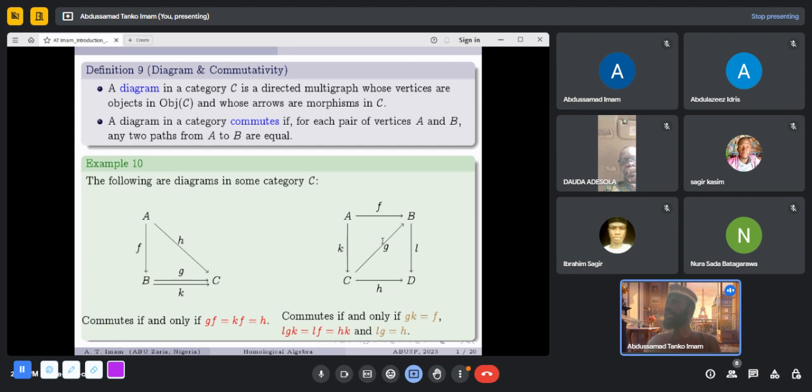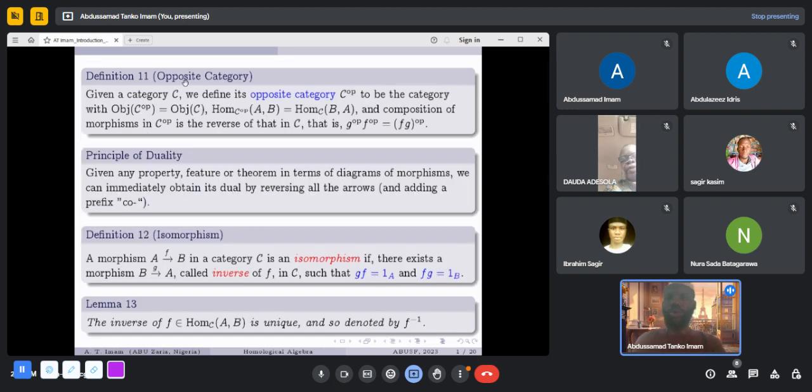And this is a language that we adopt throughout our discussion of homological algebra. We will be talking about diagrams and commutativity of diagrams. So we'll just be saying the following diagram commutes. And once we say a diagram commutes, you should understand this is what we mean. This is a notion that will be adopted throughout our discussion.